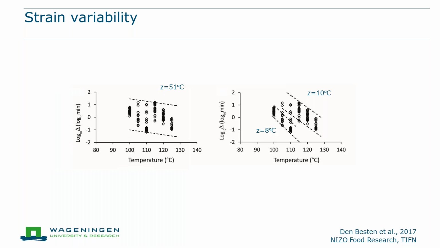When we then had a closer look at the data of these 20 strains, we could actually see two different groups. A group of 11 strains that produce spores that were extremely heat resistant, and 8 strains that produce spores that were less heat resistant. And grouping of the strains into these two groups also resulted in a more realistic Z value for the two groups, as you can see.